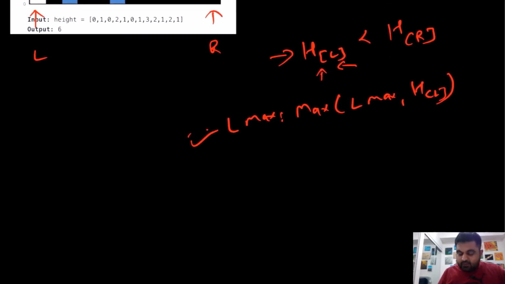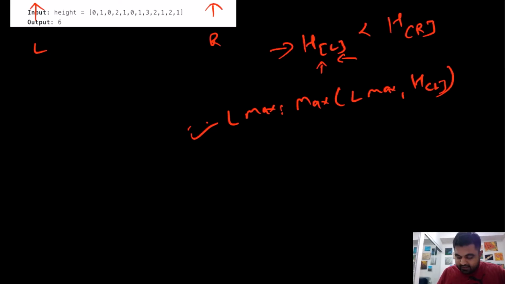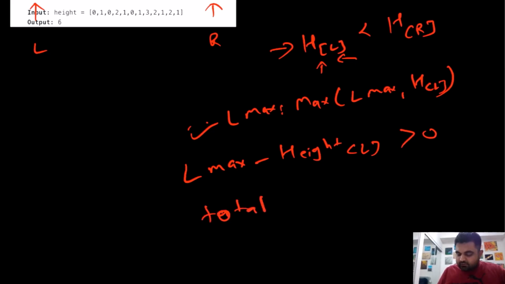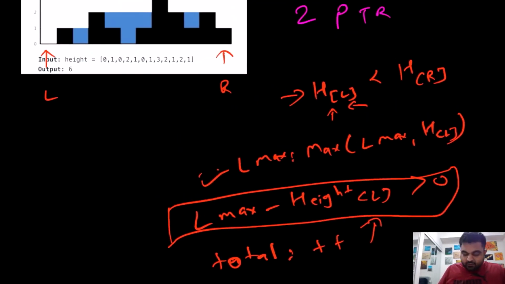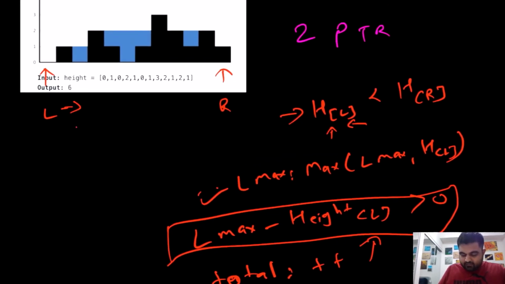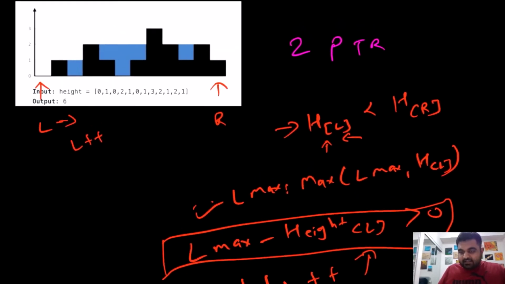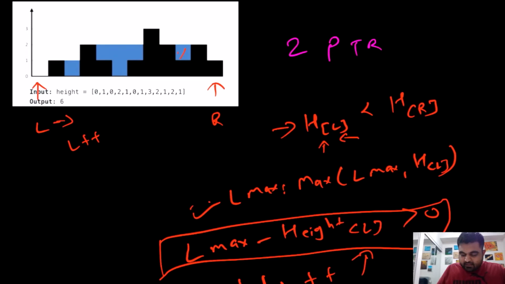Once that is done, we only need to use one equation in this scenario, and that equation is left max minus the height at pointer L. If this is greater than 0, we can add it to our total. So total is whatever value we already had for total, plus this whole expression. And once that is done, we update our left pointer. On the left side we move towards the right, so we do left plus plus.